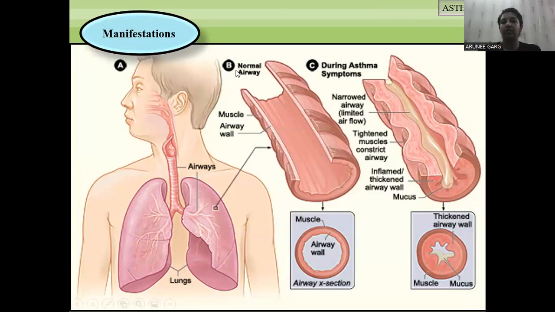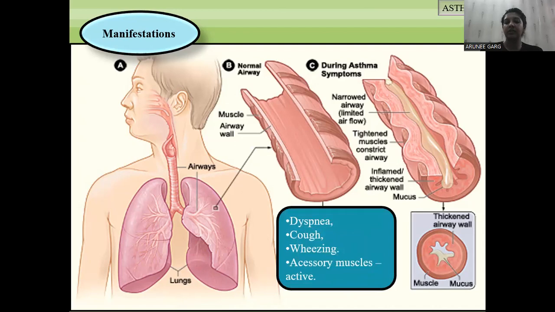You can compare, this is the normal airway and this is during an asthma attack. The airway is narrowed, the muscles are tightened, and the thickened airway wall can be seen, and thick mucus secretion is seen. This is on the cross section. The airway wall is thinner here, whereas it's thickened there, and thick mucus secretion is present, which makes it difficult to breathe.